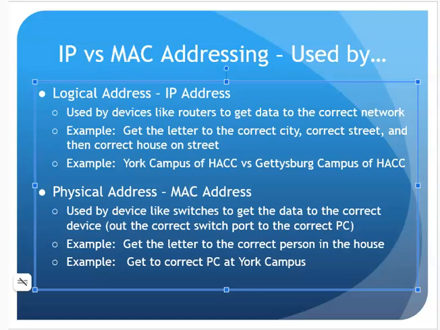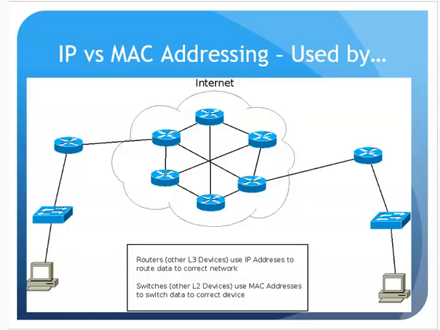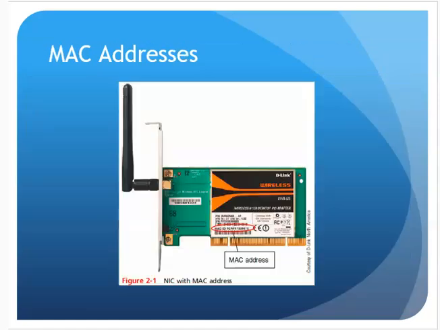So those 2 addresses, try to start keeping in mind now where they get used. IP address gets used by routers to get it to the correct network. Once it's in that network, the switch goes, I got it. I can read the MAC addresses. I know how to get it to the correct device on this network. So I just put a reminder here of which each one of those is used for.